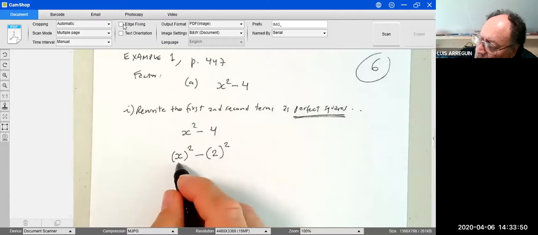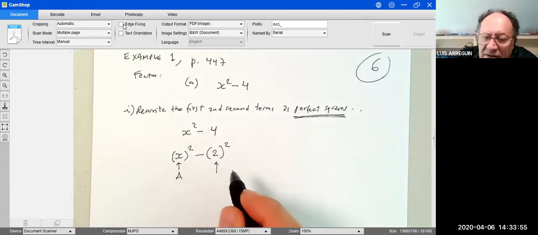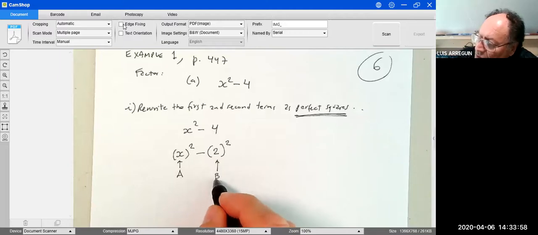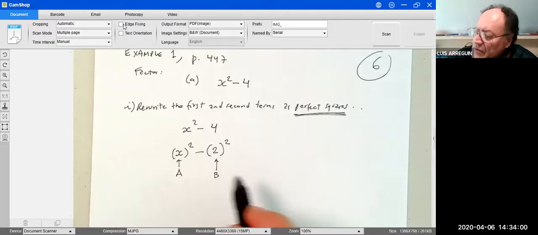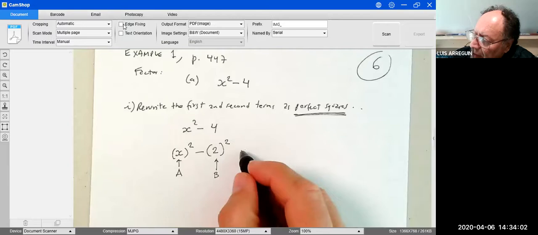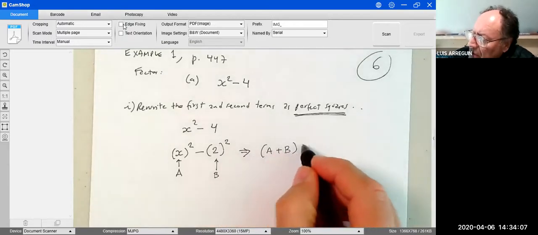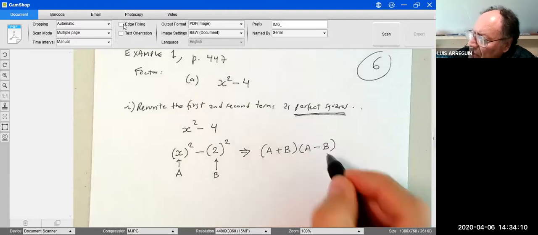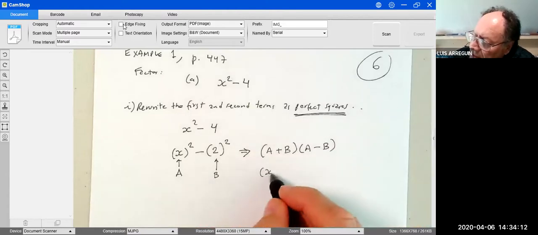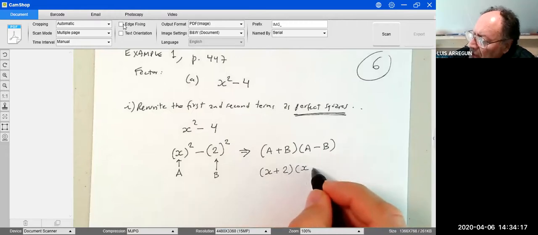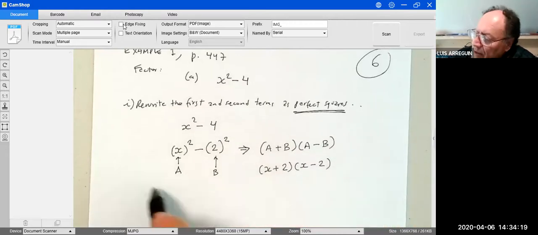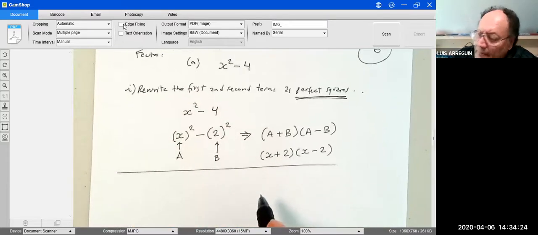So once you do this, you know that what is inside of every parenthesis is your A and your B that you are looking for. So now I can write the answer. This is going to be A plus B times A minus B. So A is x and B is 2. So I'm going to write x plus 2 times x minus 2. That's the first part of the first example.